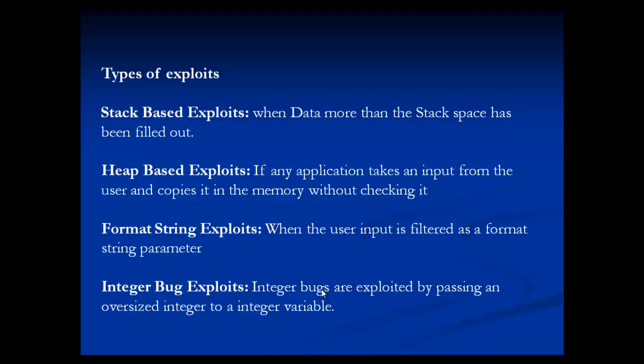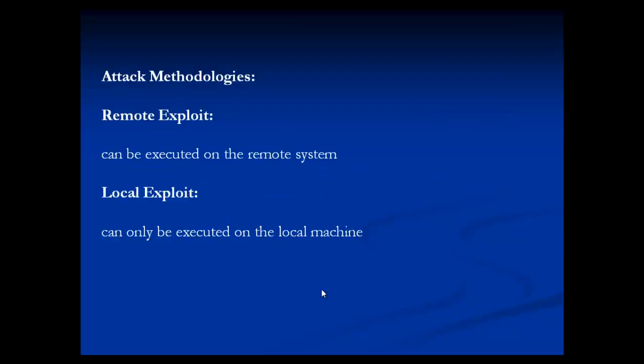And the next one is integer bug exploits. Integer bugs are exploited by passing an oversized integer to an integer variable. It may cause overwriting of valid program control data, resulting in execution of malicious code. And this is very brief about the types of exploits. We have a lot more, and we have to go and explore them.